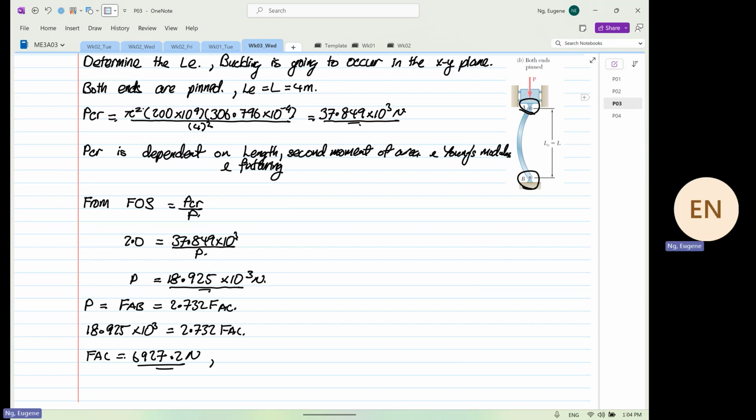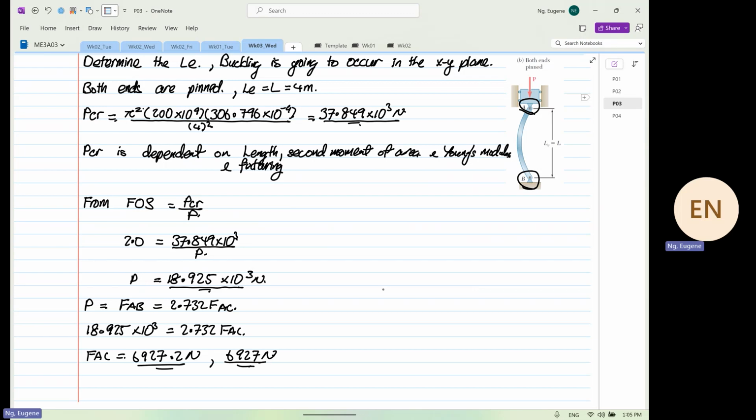Okay, so I want you all to round it off to 6927 Newton. In terms of Newton, forget about the decimal point. Are we clear? Okay, what is 0.9 of a Newton? Any idea?